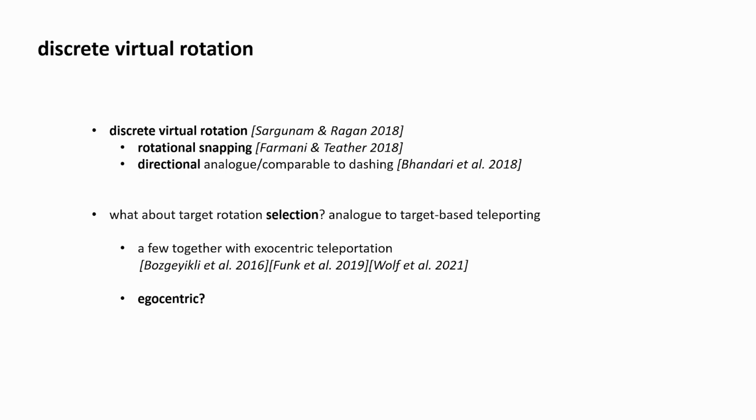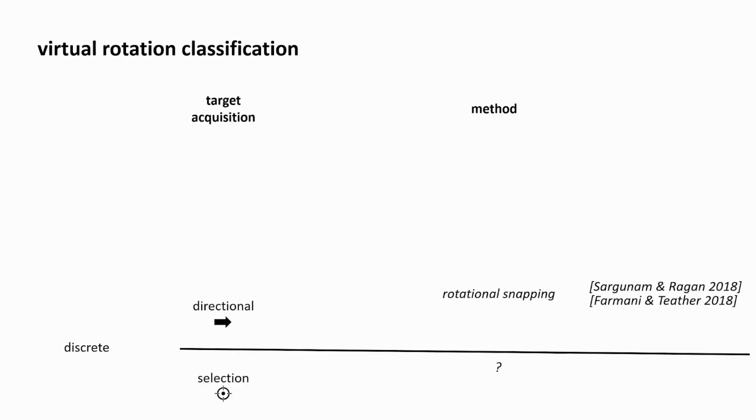There's actually work that investigates orientation selection together with the target selection process of target-based teleportation. But we did not find any work that deals with egocentric orientation selection. This observation led us to the point where we wanted to have a more structured view on different virtual rotation techniques. So far, we named directional methods, one of which was rotational snapping, and we asked if there are also egocentric techniques that let the users directly select their target orientation.